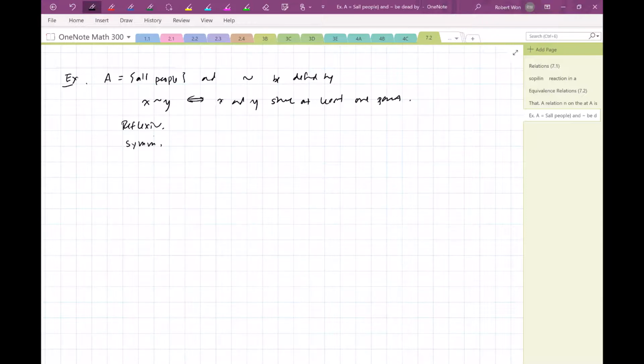Is it transitive though? It's not transitive, right? Because it's possible for x and y to be half siblings. So x and y share a father in common, and y and z to be half siblings. So y and z only share a mother in common. But x and z might have no parents in common. So not transitive.